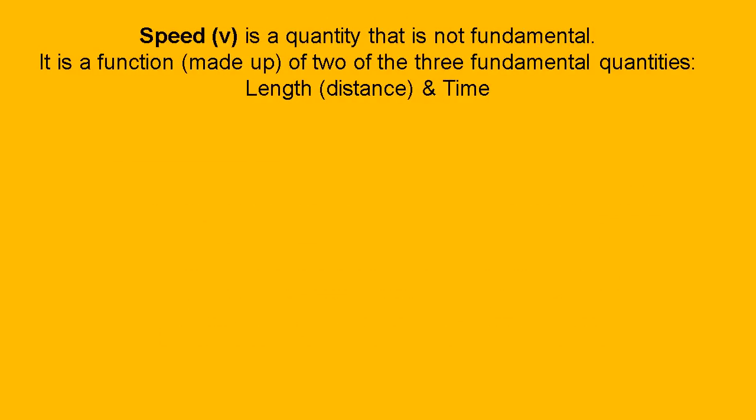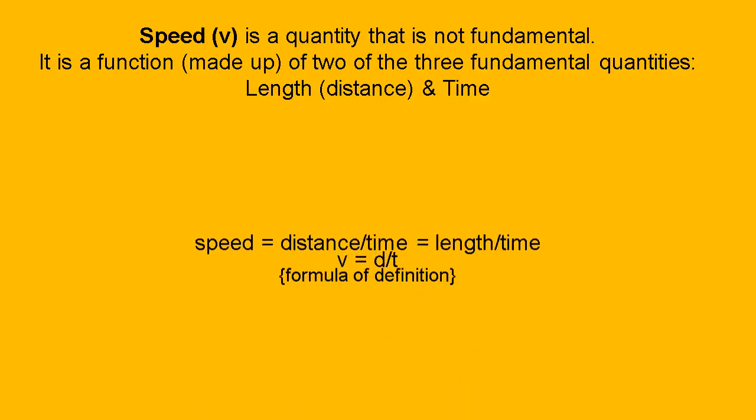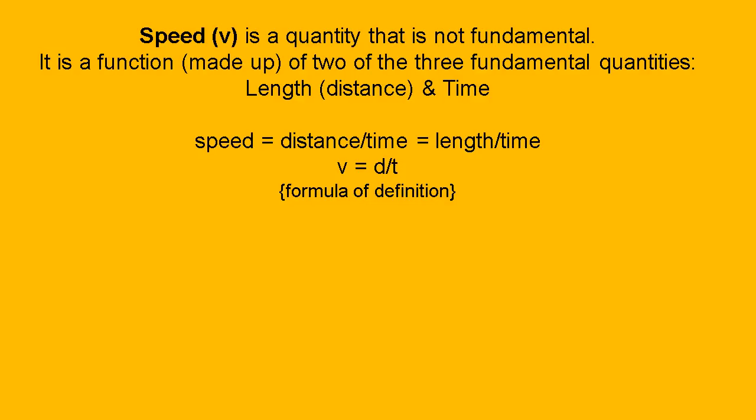Okay, now speed, which is indicated by the letter V, is a quantity that is not fundamental. It is a function. In other words, it's made up of two of the three fundamental quantities, length, which is distance, and time. The formula of definition would be that speed is equal to distance over time, which is the same thing as length over time. And in letter form, it could be V equals D over T.